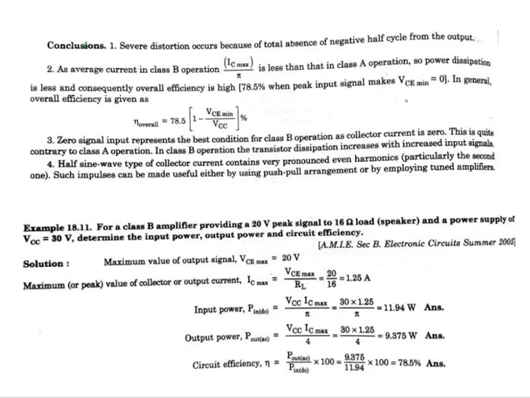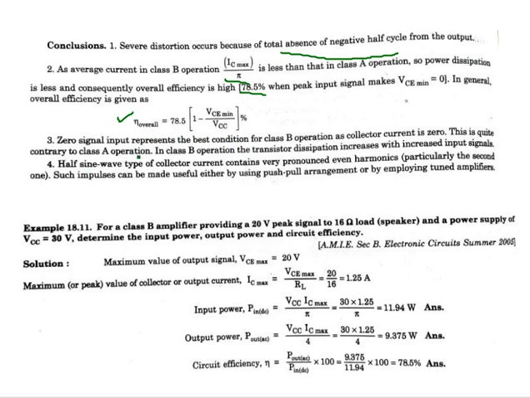Now the conclusion about simple class B power amplifier is that severe distortion occurs because of total absence of negative half cycle from the output. As average current in class B operation, IC max by pi, is less than that in class A operation, power dissipation is less and overall efficiency is high, that we got as 78.5%. Now in general there is an overall efficiency expression, which is given by, there is no derivation for this for the time being, 78.5 into 1 minus VCE min by VCC.